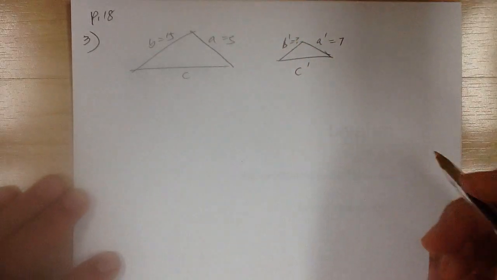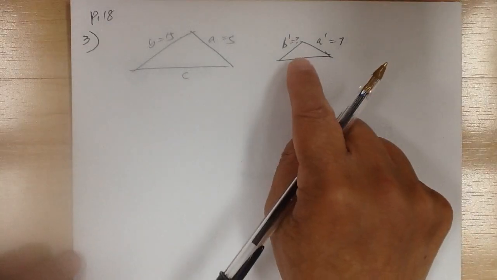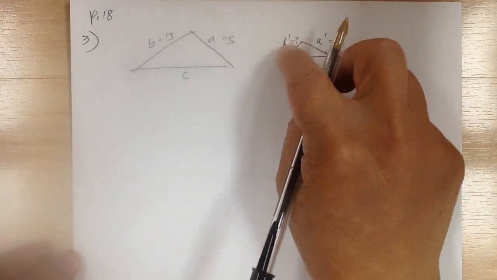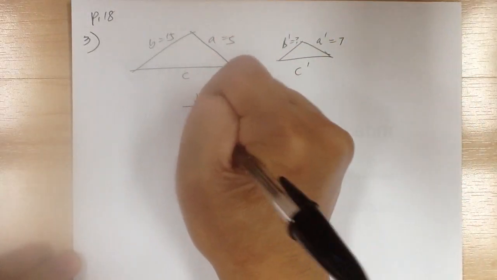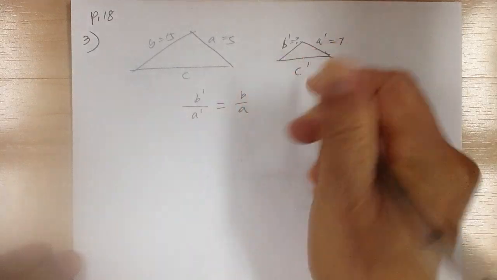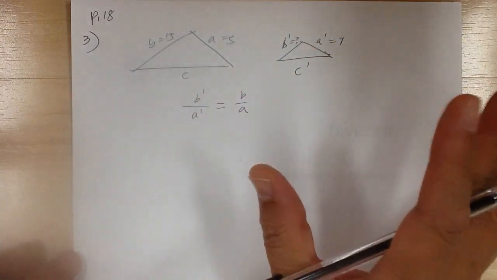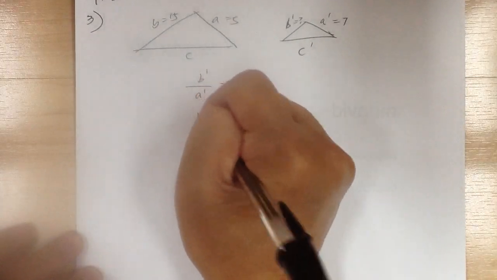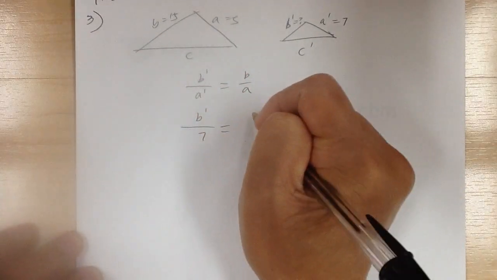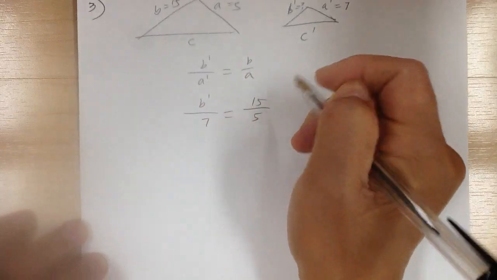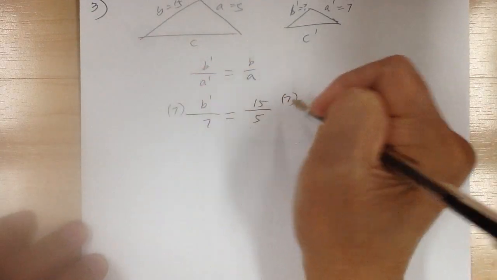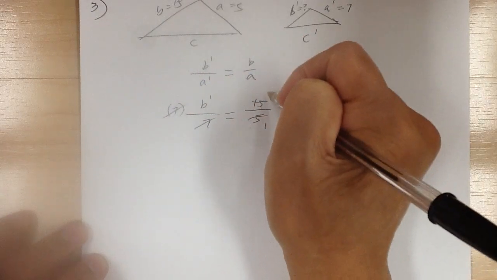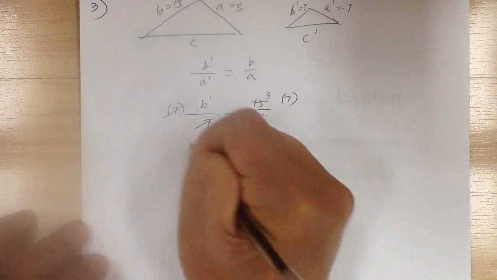Okay, so you can just write down your ratio. It's easy if you write whatever you're looking for first. So you're going to have B prime over A prime equal to B over A. You can write the ratio any way as long as you match things up. So B prime over 7 equals 15 over 5, and then you multiply both sides by 7. So this will cancel out, and this cancels with this, so it'd be 1 and 3. So B prime equals 21.